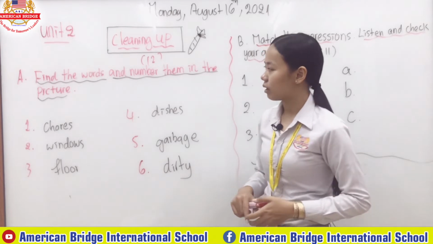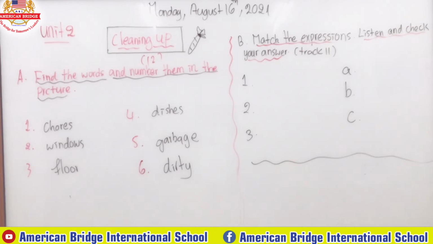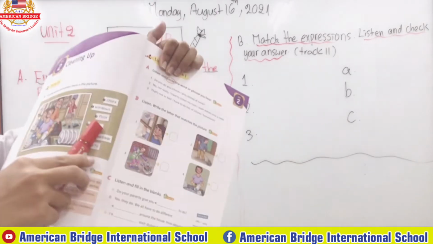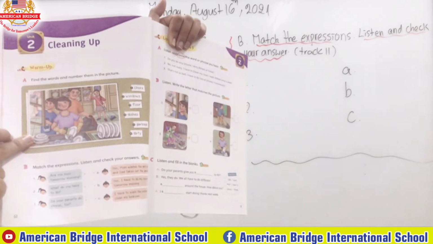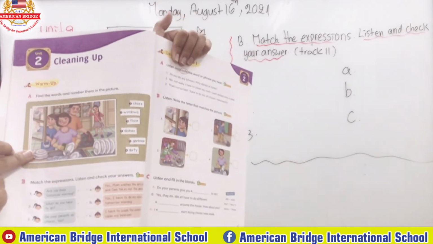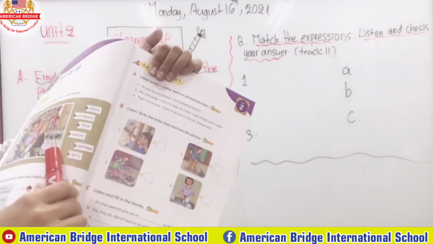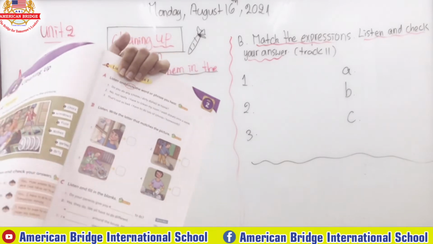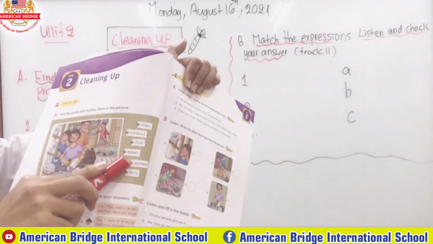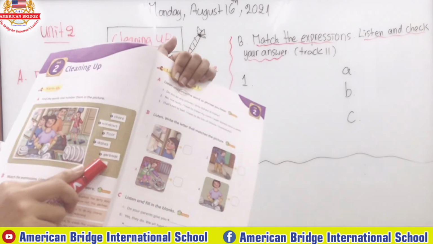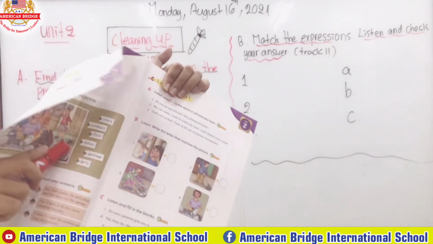But first of all, I would like all of you to have a look at this picture altogether, everyone. On page 12, you can look at this picture. Maybe it's familiar to you as well. Maybe you used to do this kind of activity before at home. There are some vocabularies that you may learn today. There are 6 vocabularies: the word chores, windows, floor, dishes, garbage, and dirty.